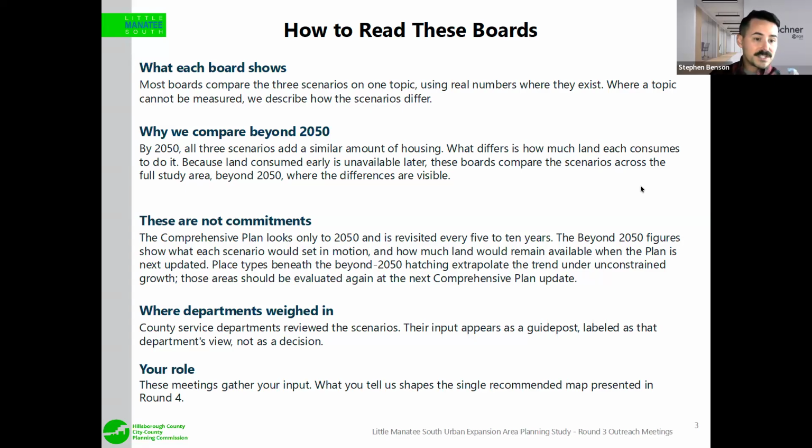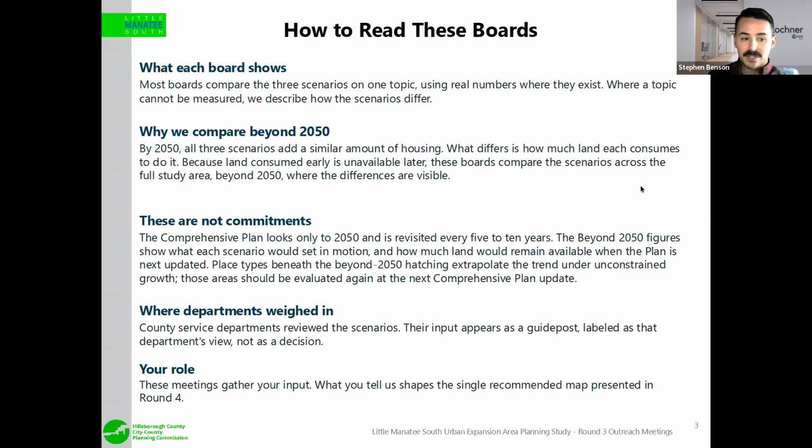One of the questions that we received was why compare these scenarios beyond the year 2050 if we're focused on 2050? That's a really good question. The reason is because by 2050, all 3 scenarios add a similar amount of housing. What differs is how much each scenario consumes land in order to do that. Because land consumed early is not available later, these boards compare the scenarios across the entire study area beyond 2050, where differences are visible from one to another.